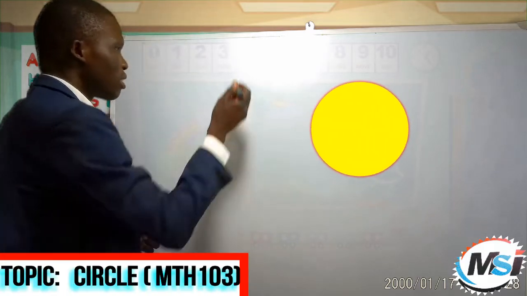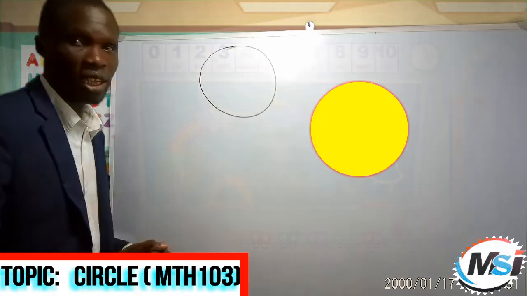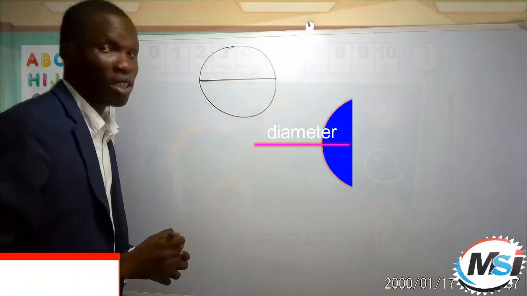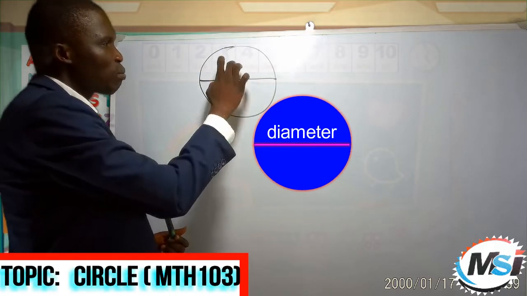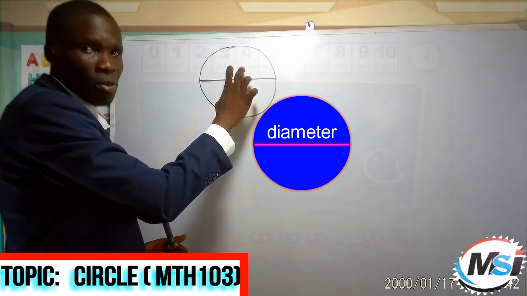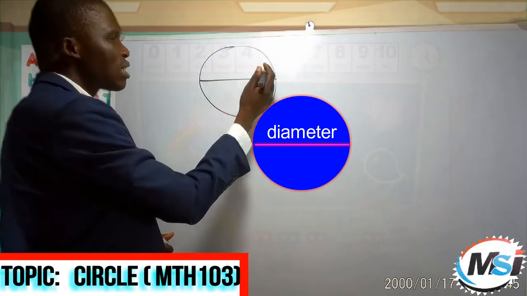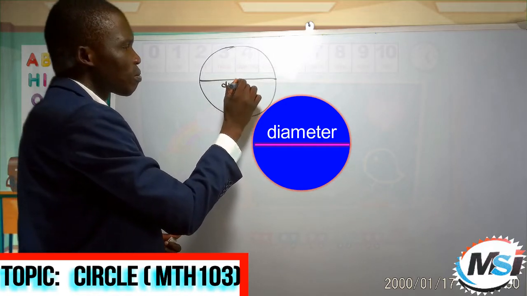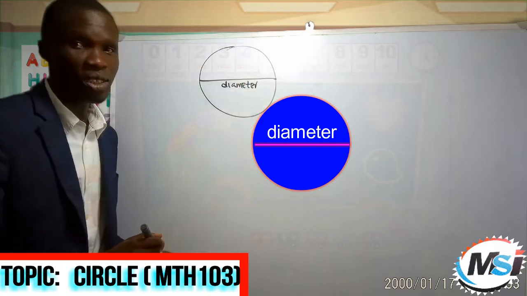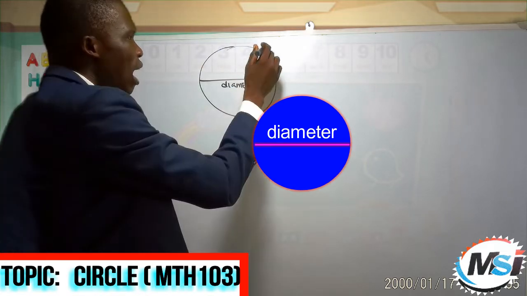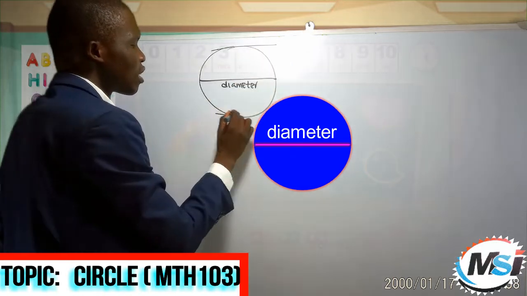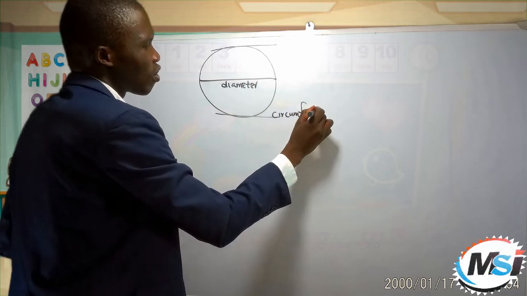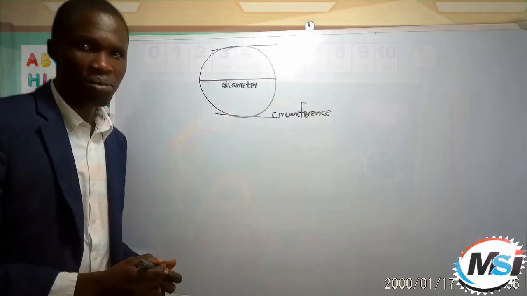Now if you look at this, this is a circle. A circle is divided into two equal parts. Each part is equal. When you divide a circle into two, we call it diameter. Now outside here is called circumference. I hope you are following me, right?